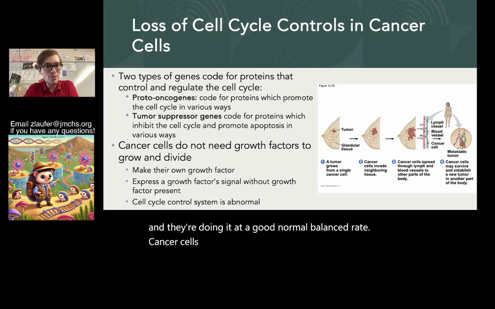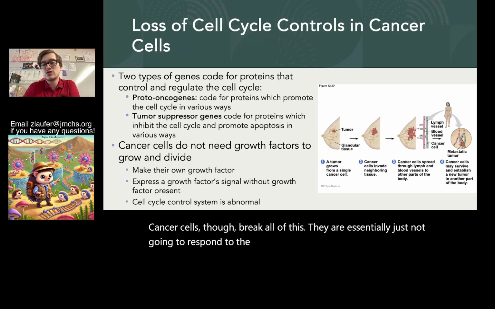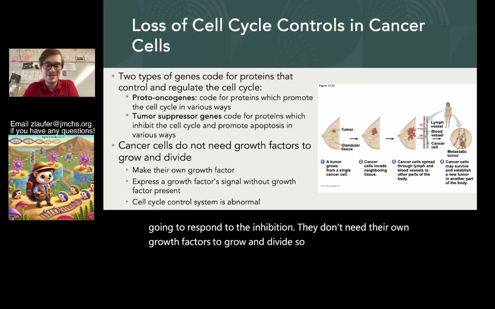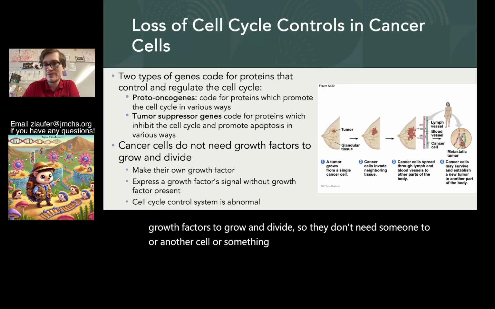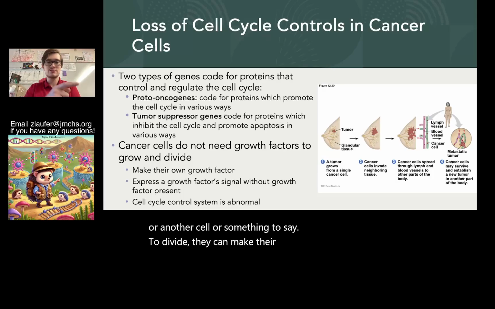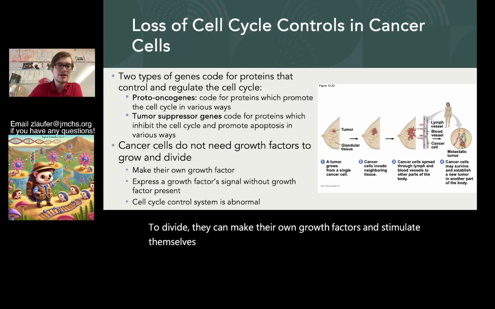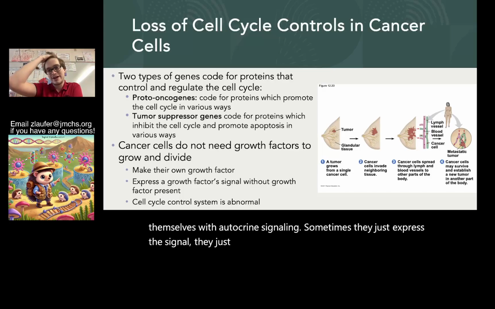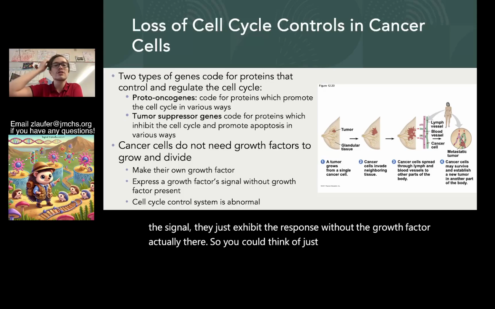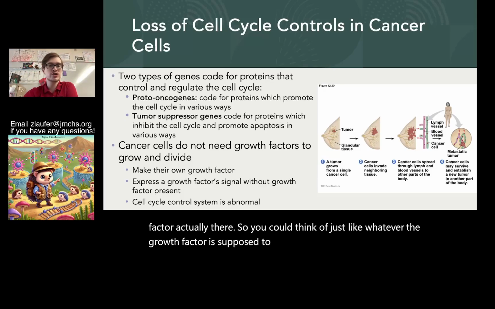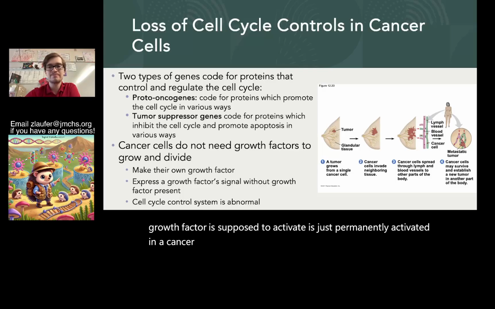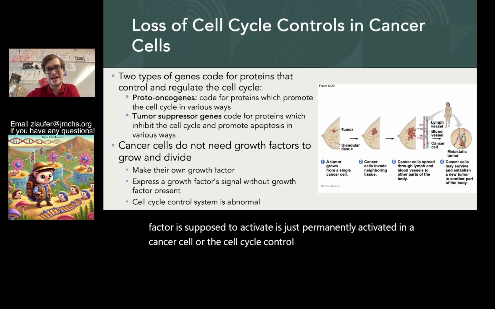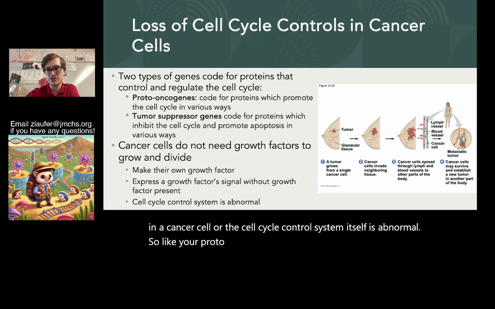Cancer cells, though, break all of this. They are essentially just not going to respond to the inhibition. They don't need their own growth factors to grow and divide, so they don't need another cell or something to say to divide. They can make their own growth factors and stimulate themselves with autocrine signaling. Sometimes they just exhibit the response without the growth factor actually there. So you could think of whatever the growth factor is supposed to activate as just permanently activated in a cancer cell. Or the cell cycle control system itself is abnormal. So like your proto-oncogenes or your tumor suppressor genes, there's something wrong there.